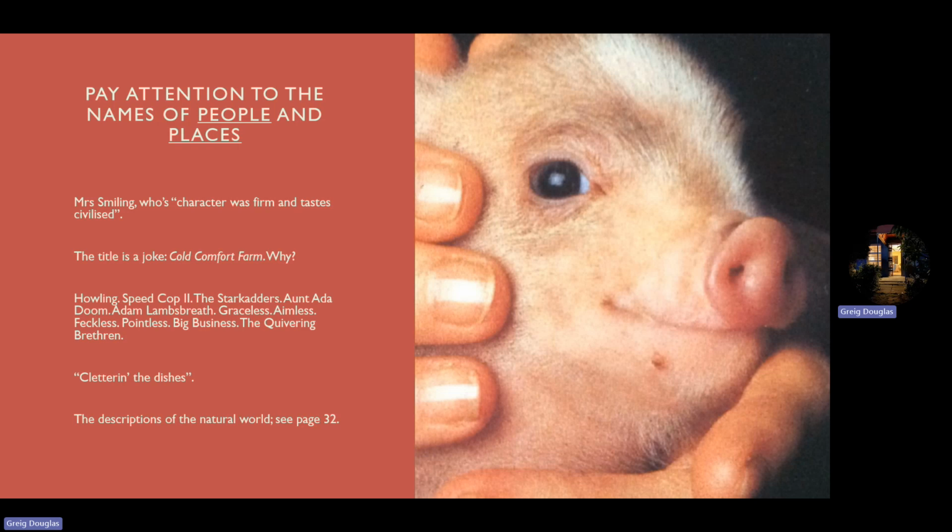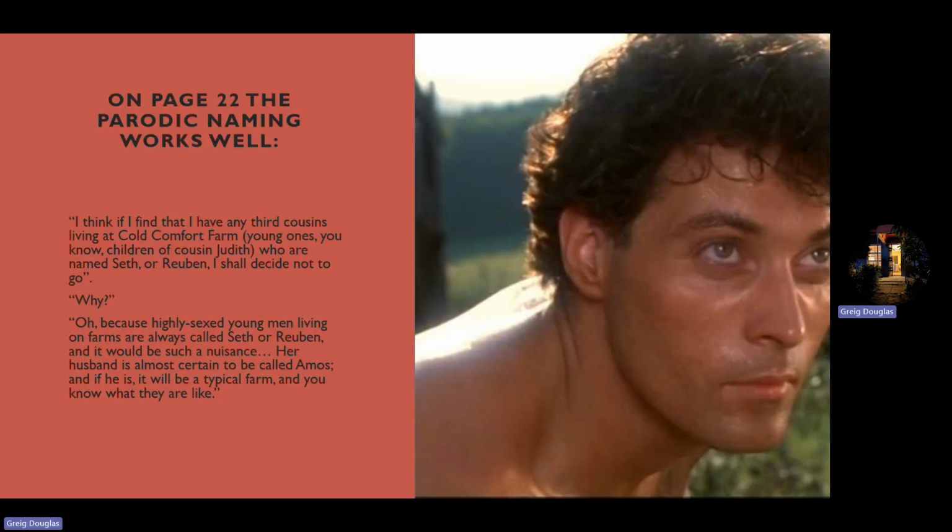There are cows on the farm who have names like Graceless, Aimless, Feckless, Pointless, Big Business. There's a church scene in the book, and the flock at the church is called the Quivering Brethren, because all the people are literally God-fearing. They're afraid of their own religion. And all these other things, like how nature is described as well.